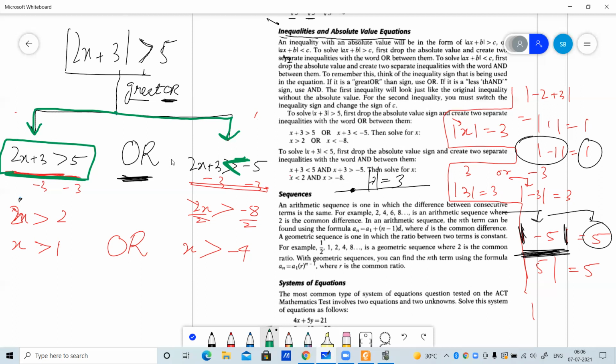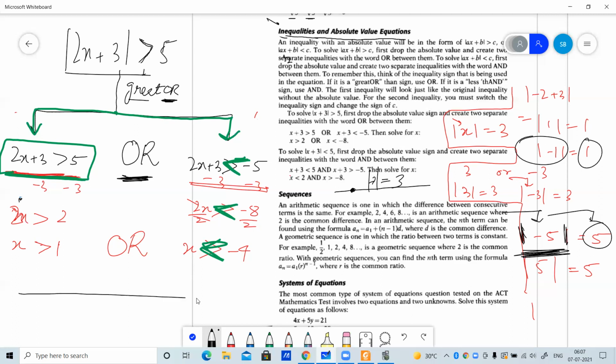So I think the answer would be, so the absolute value is 5, right? So do you go based off of that, or what x is equal to? I mean, what x is greater than or less than? x is greater than 1, or x is less than -4. Are these both the answers? Yes, this will be the answers.